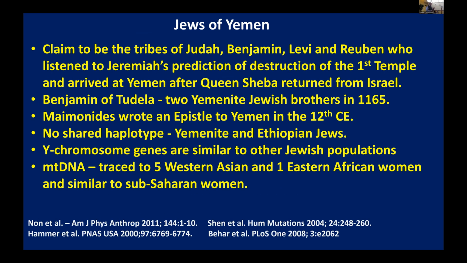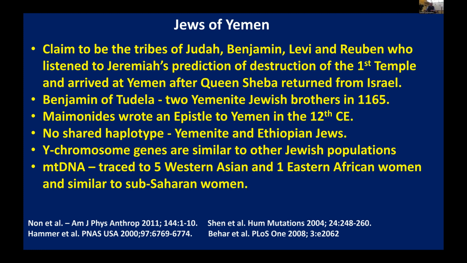Now, the Jews of Yemen are a little different. They claim that they were from the tribes of Judah, Benjamin, Levi, and Reuben. Their legend goes that they listened to Jeremiah's prediction that the first temple would be destroyed, and instead of sitting and waiting, they decided to move south. That's how they claim. And they claim that they went also with Queen Sheba, Solomon's traders, whatever, but not as descendants of that lineage, but rather just from different tribes that came there.